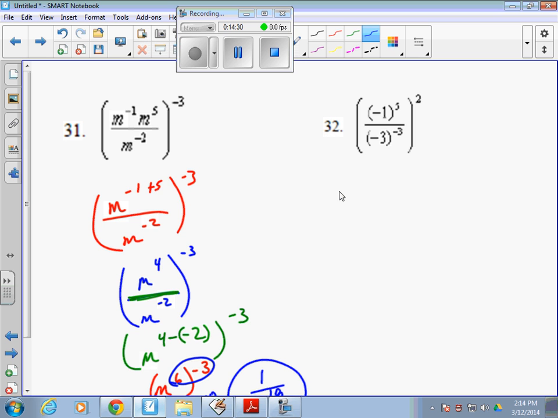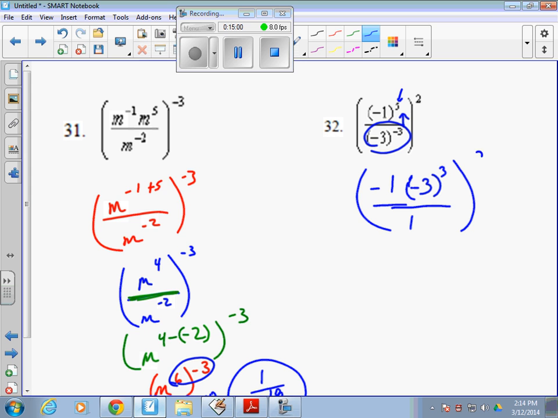For this one, we have negative 1 to the 5th power. That is an odd exponent, so it's going to be a negative 1. Over negative 3 to the negative 3rd power. Again, it is an odd exponent, but it has to ride the elevator going up. So it becomes negative 3 to the positive 3, and all of that is over 1.